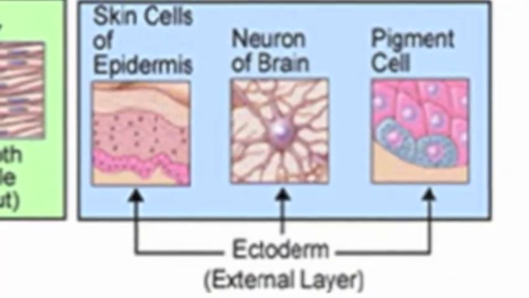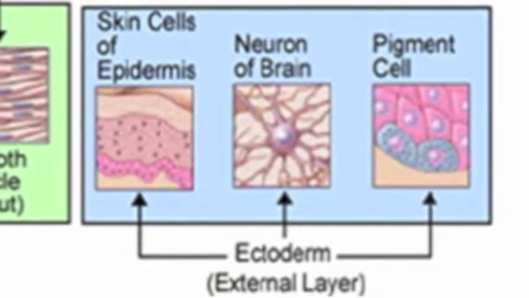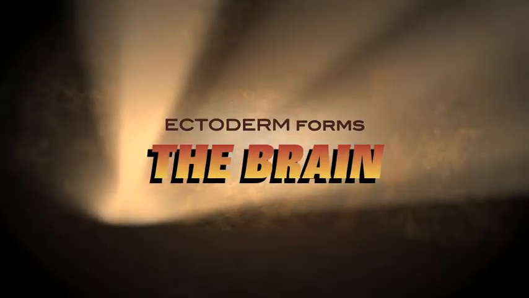Finally, the ectoderm cells move to the outside of the embryo and develop into the central and peripheral nervous systems, along with the epidermis. Ectoderm forms the brain.